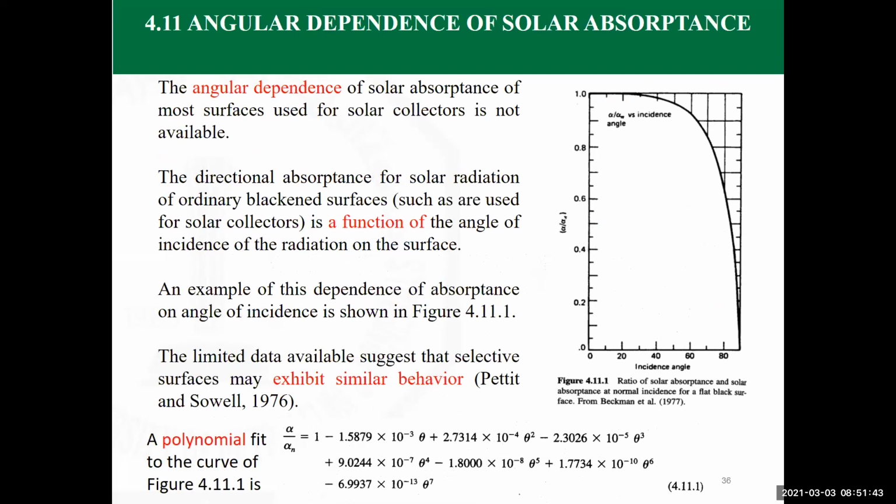You can find that it is the value of alpha over alpha normal, normal meaning that the solar energy is coming normal to the surface, and the value theta is the incident angle. So as the value of theta changes, the value of alpha also changes, as you can see here. Alpha decreases as the incident angle increases. Accordingly, it's better to have the energy falling normal to the surface.